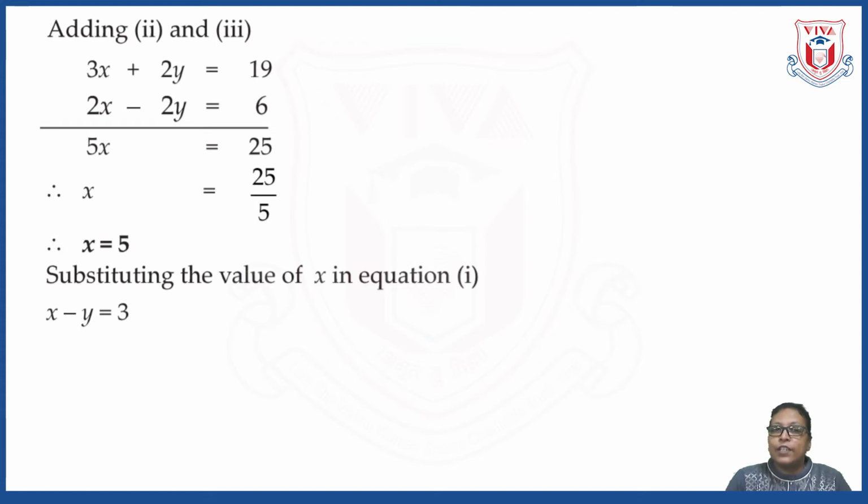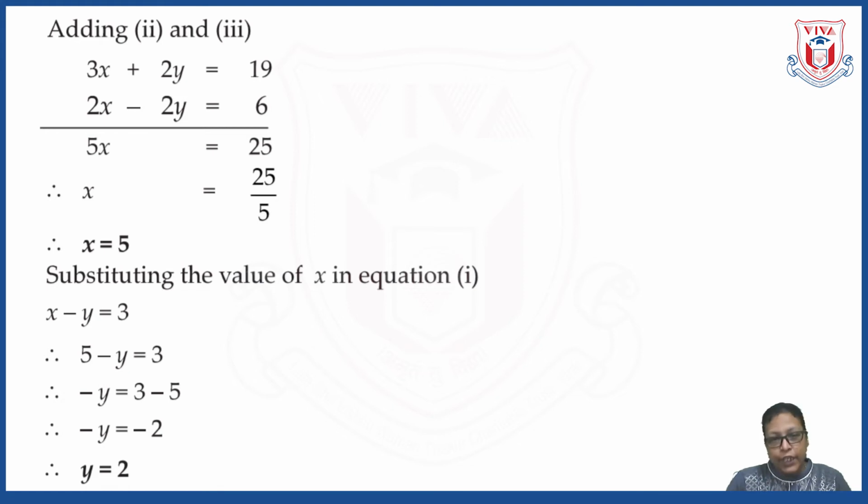x minus y is equal to 3. So we have chosen equation 1. So replace x by 5 there. So what you are going to get? 5 minus y is equal to 3. From that, minus y is equal to 3 minus 5. So minus y is equal to minus 2 and y is equal to 2. Okay, so we got the values of x and y.